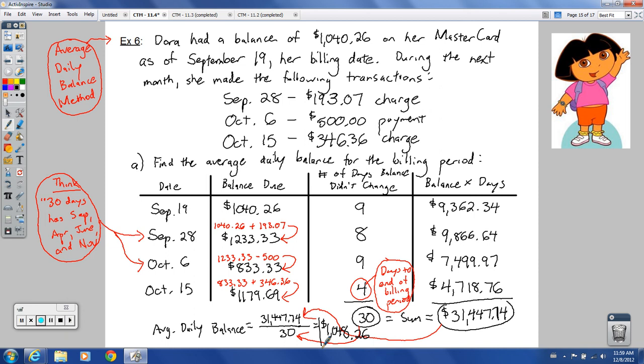Hopefully you have a little more space on your paper. You can do that a little better than I did there, but I didn't want to go to the next page. Just wanted to finish that all here on this page. So 1,048.26. That's the average daily balance, the average amount that was needing to be paid off in the account during that 30-day time span.